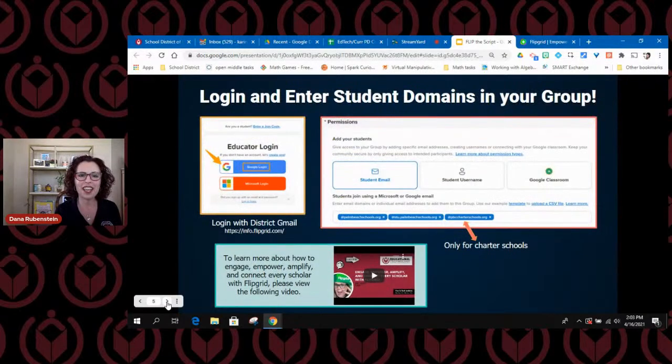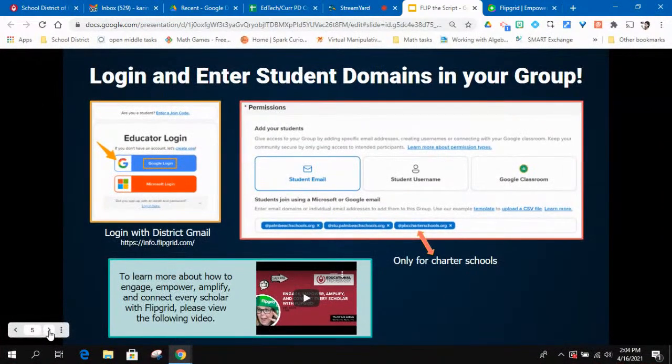So let's take a look at the student domains, because this is really, really important. Now, I had mentioned how today we're focusing on the integration ideas. And if you're not familiar with how to get started with Flipgrid, we do have a video embedded on this slide deck. And this slide deck, along with this recorded live stream, will be available on our website. And I'm going to give you that website at the end of our presentation. So you can certainly watch that at your leisure to help you get started.